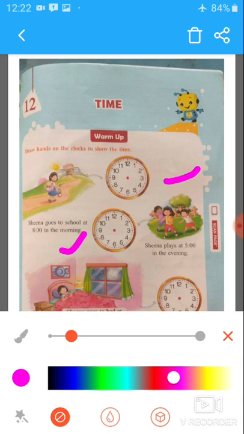Students, as you know, in your previous class you also learned how to read the time. So firstly, the hour hand, that is the short hand, is at 8, and the minute hand will be at 12. So students, this shows the time 8 o'clock.